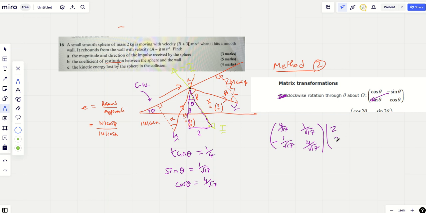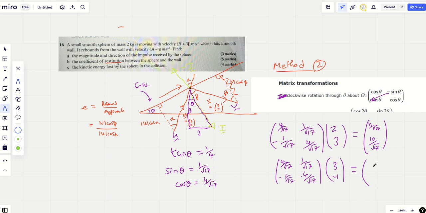Okay, so 2, 3, you get 8 root 17, 11 over root 17. And then for the other one, minus 2 over root 17 plus 12 is 10 over root 17. Okay, cool. Now do the same for the other one. It's a bit cumbersome, but it works. Okay, we're doing it with 3, minus 1. We're going to get 12 minus 1, 11 over root 17. That tells me I've done it right.